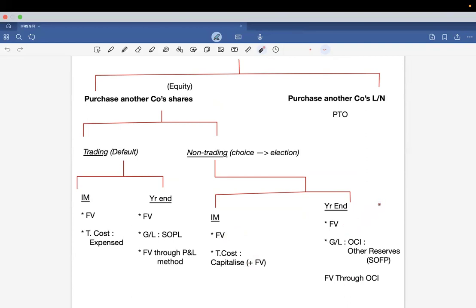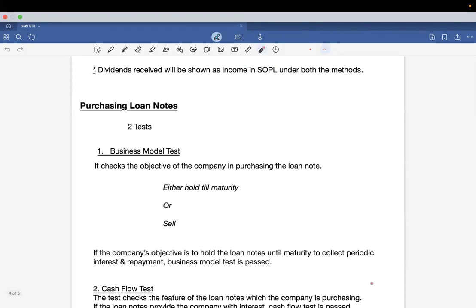At the year end, you are again going to convert it into the latest fair value. The gain or loss, instead of taking to P&L, you're going to take it into OCI. Clear? And then after that, you're going to take it into other reserves. Clear? This method is called fair value through OCI model. Understood? Now, the dividend that you receive from such financial assets is taken as an income under SOPL. Clear? Under both methods.